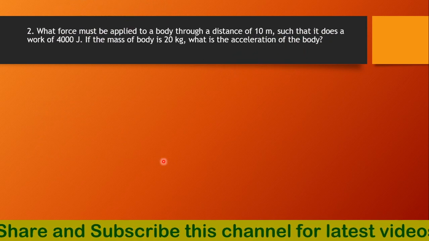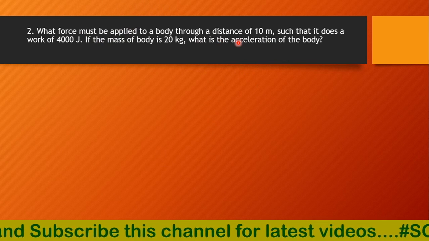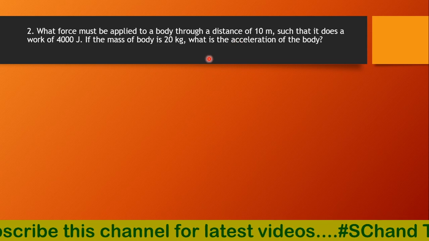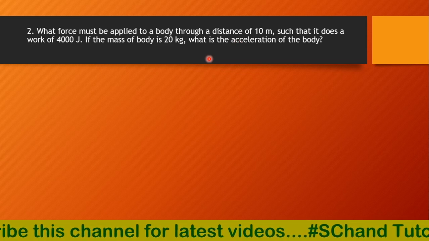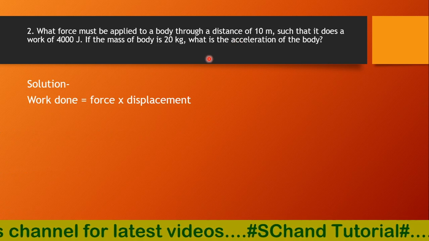The next we have number 2. What force must be applied to a body through a distance of 10 meter so that it does a work of 4000 joule? If the mass of the body is 20 kg, what is the acceleration of the body? Here we have to calculate the acceleration also. Then here we have the solution.